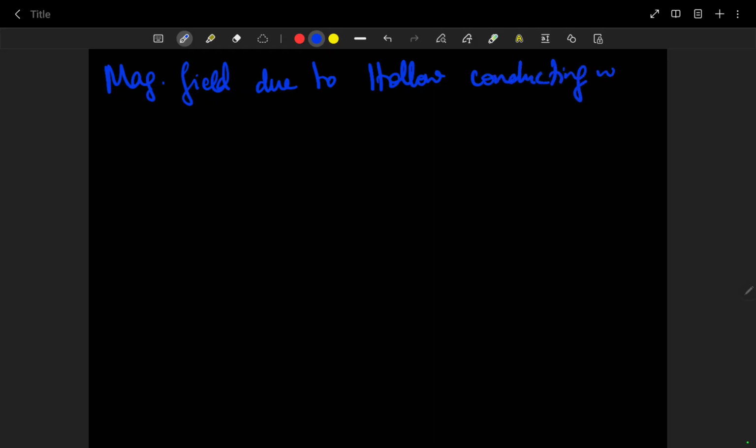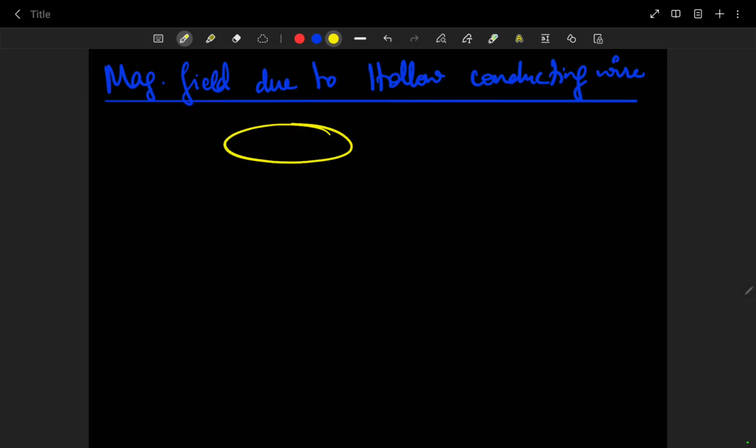So now, going into the concept, we have to understand how the magnetic field will be due to a hollow conducting wire. I want you to first understand what your ideas are about how a hollow conducting wire would be. So what we are trying to understand is this is a wire basically, right?